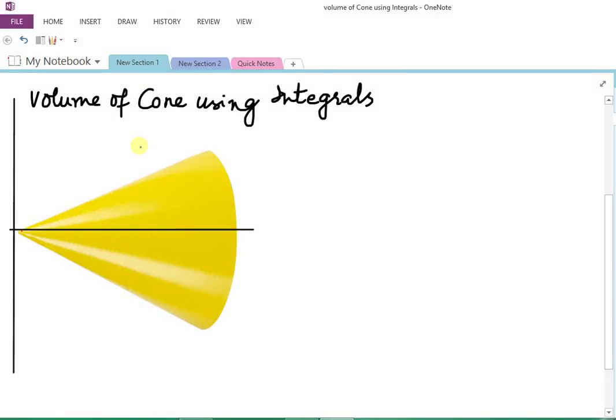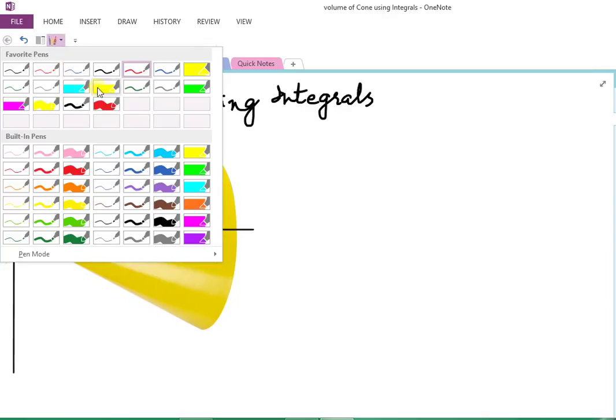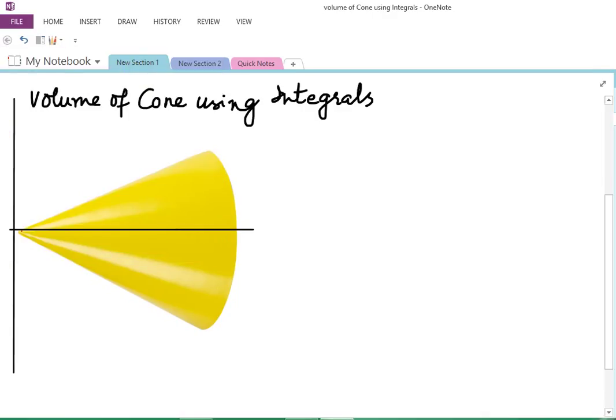So Isha, let's talk about finding the volume of a cone using integration. Do you remember what's the formula for the volume of a cone? Is it pi r square h over 3? Yeah, that's right. So let's write that down. Volume is equal to pi r square h over 3.